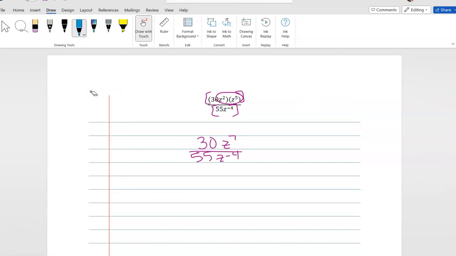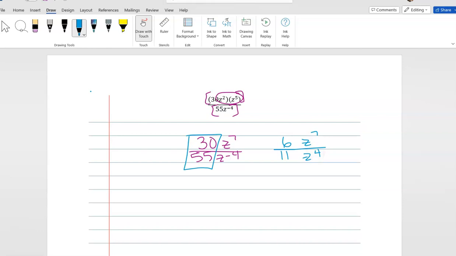Then what I'm going to do next is I'm going to look just at the numbers, and I can reduce those, right? I can take a 5 out of both of those. So I have 6 over 11, and I just divided both. That's just regular fraction work, same stuff you've been doing for years.